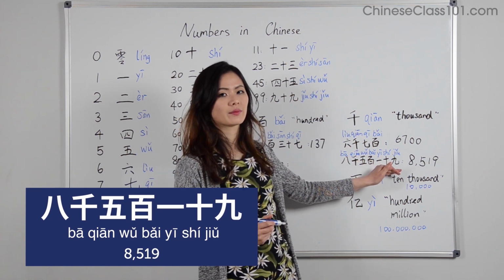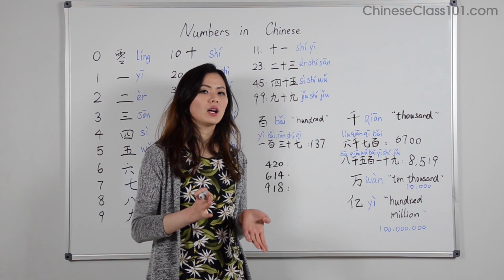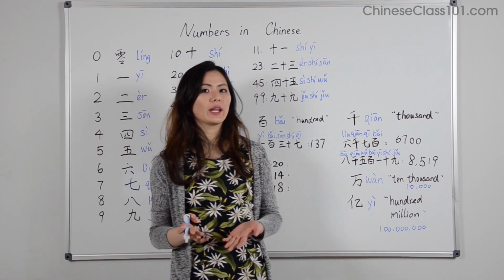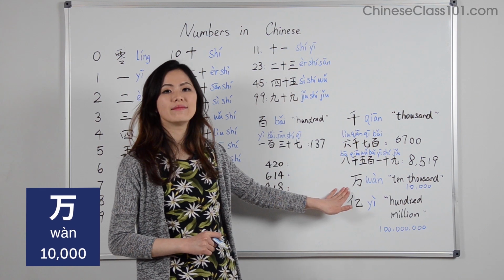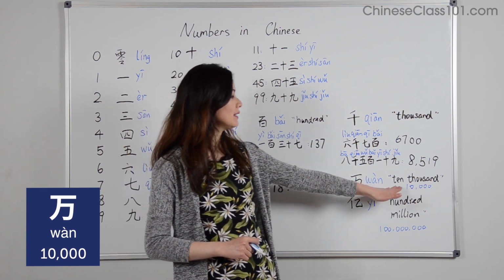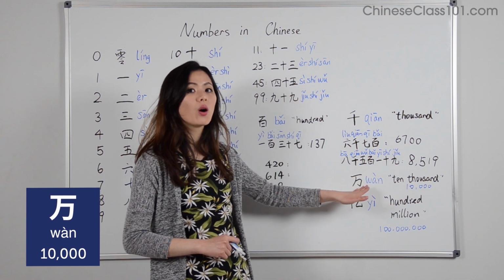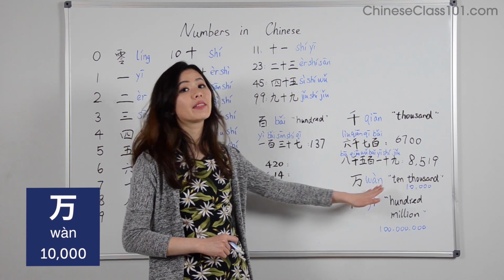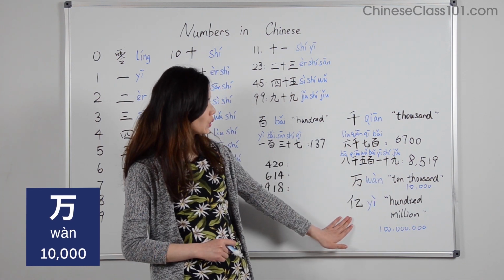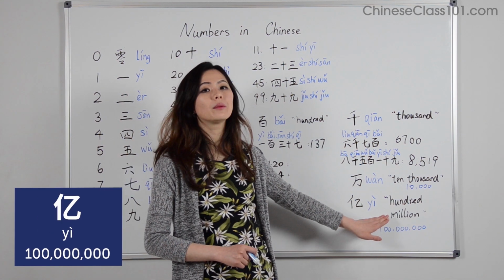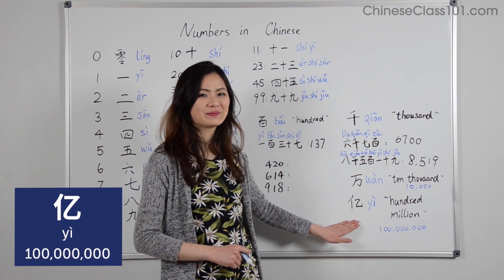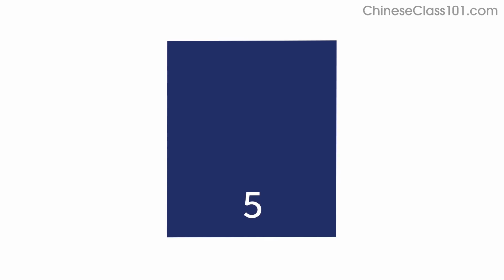Well, here are a couple big numbers that are special in Chinese. This number is 万, which is 10,000. It's called 万. And this number, 亿, 亿 is 100 million. Now let's review with a quiz.